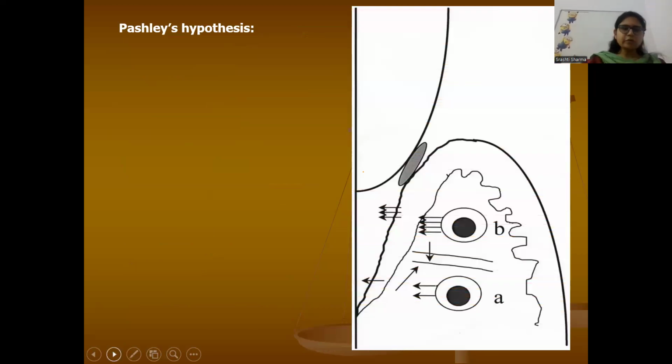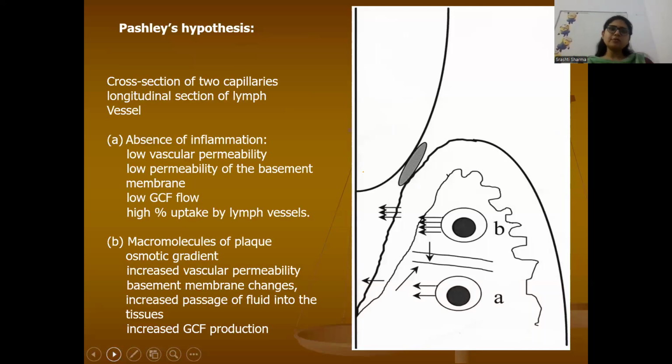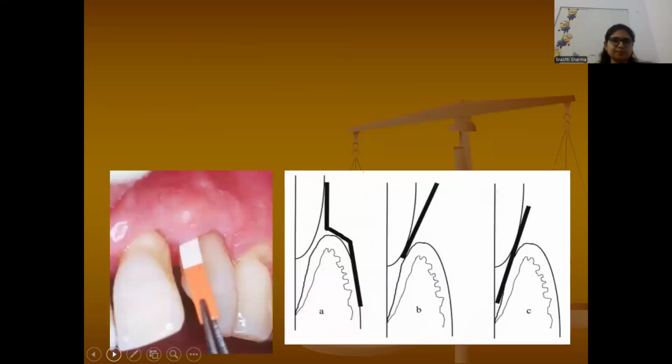So, then what was Paschal's hypothesis? Cross section of two capillaries, longitudinal section of lymph vessels. It showed absence of inflammation, that is low vascular permeability, low permeability of the basement membrane, low GCF flow, high percentage uptake of lymph vessels. Macromolecules of plaque, osmotic gradient, increased vascular permeability, basement membrane changes, increased passage of fluid into the tissue, and increased GCF production.